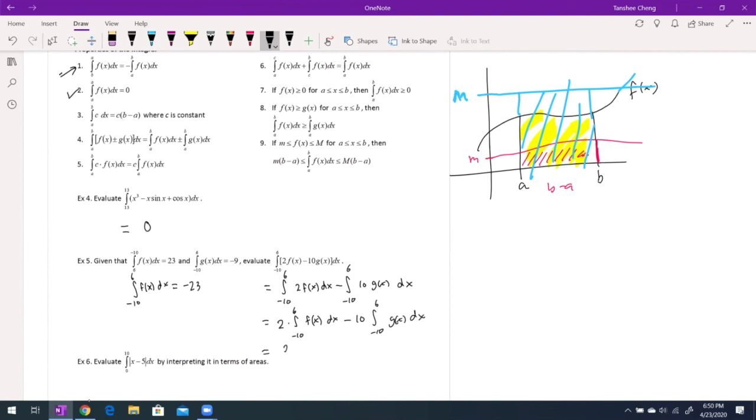Now I do have a value for each one, right? The first one, the integral from -10 to 6 of f of x, is -23, minus 10 times, for the g of x part, the integral from -10 to 6 of g of x, which is -9. So that gives us my final answer: -46 plus 90, which is 44.